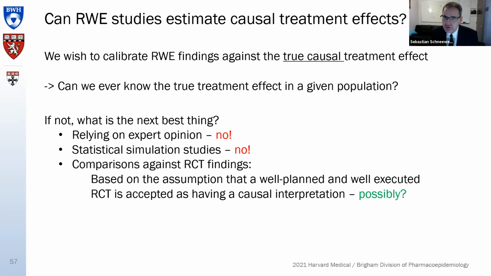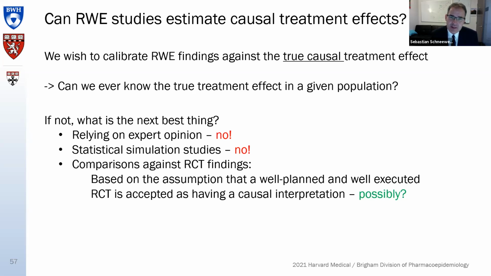So we have several options here. One is relying on expert opinion. What is a causal relationship, what not? And that's probably not so good. We know a lot about statistical simulation studies. Even there, I think we can learn a lot from them, but still it's a synthetic universe that is generated. So it's not really what we are talking about here, real life data, clinical practice data.